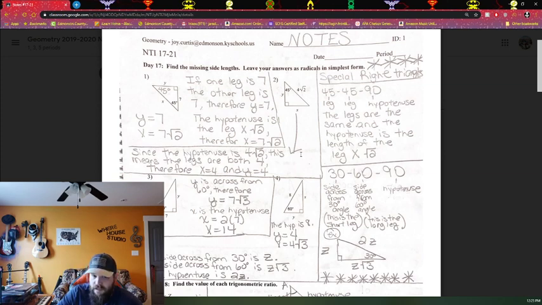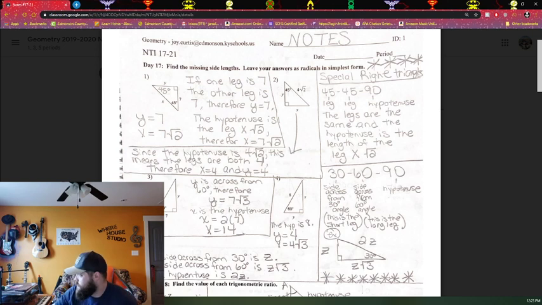So for day 17, you're going to be finding missing side lengths for special right triangles. There's two kinds of special right triangles that we're going to be looking at: 45, 45, 90 right triangles and 30, 60, 90 right triangles. They're called special right triangles because they have special properties that only apply to them, that make it a little bit easier to find missing sides without using the Pythagorean theorem.